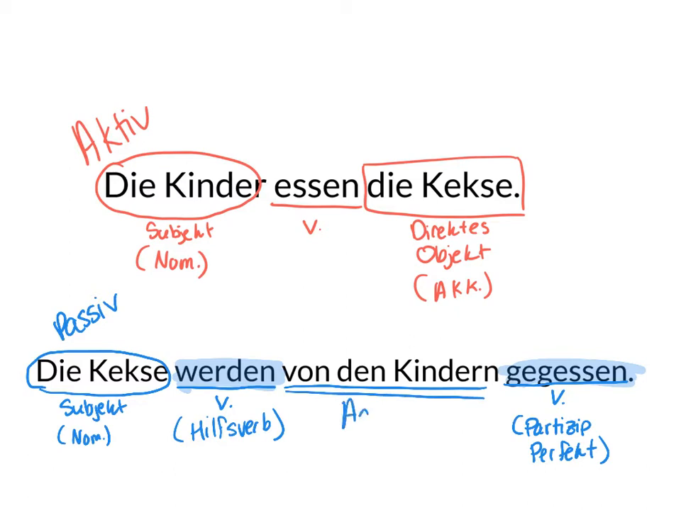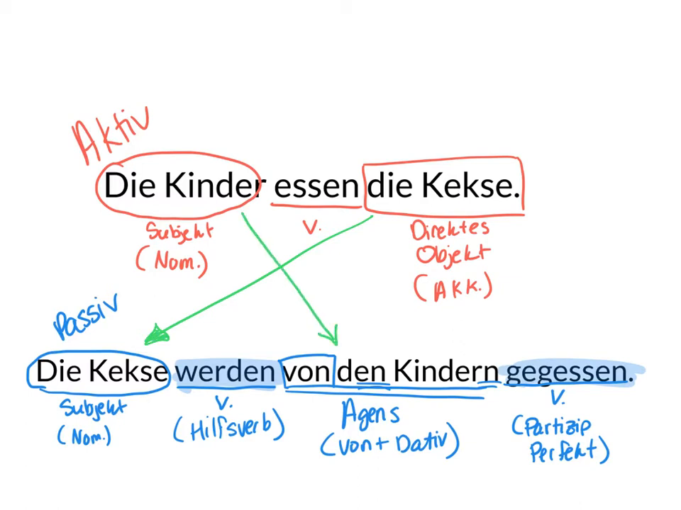Here we have the agent again. In German, the agent is usually formed by von and the dative case. So von, that's a dative preposition, plus whatever comes after it is in dative case. The idea of how to go from active to passive works exactly the same way. So the direct object, the thing that's getting verbed in an active sentence, becomes the subject in a passive sentence. It's still the thing that's being verbed, but since it's passive voice, it's now the subject.